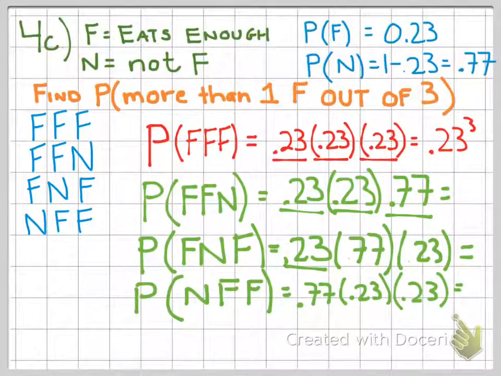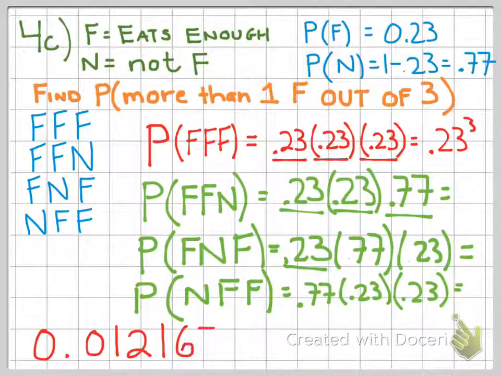Now, I did all of these green ones in the same color because all of those will be the same number. So when we calculate these, we want to go ahead and calculate 0.23 to the third power, which equals 0.012167. So the red probability is 0.012167.